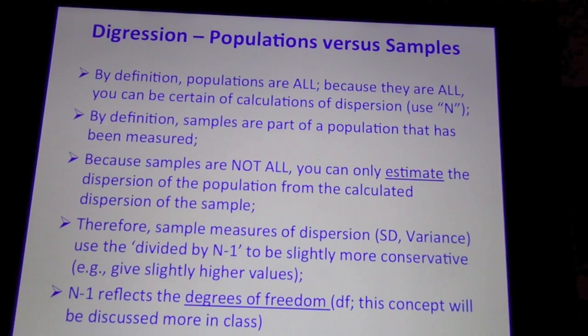But you want to be slightly more conservative, and so that's why you divide by n minus 1. Because if you divide by n minus 1, you get a bigger number, because you're making the denominator, the bottom part of the fraction, a smaller number. On another level, n minus 1 represents what's called the degrees of freedom, the DF. We'll talk about this concept more in class.